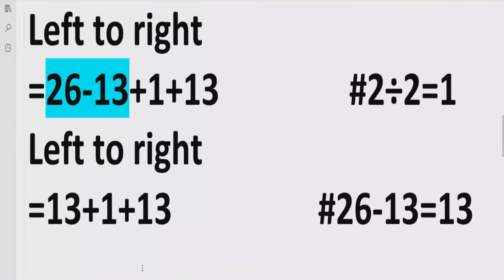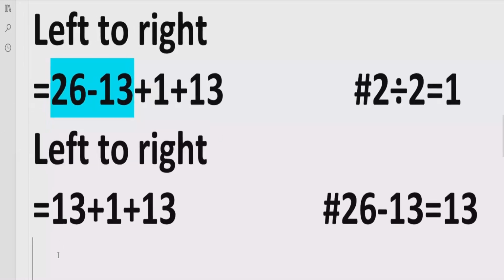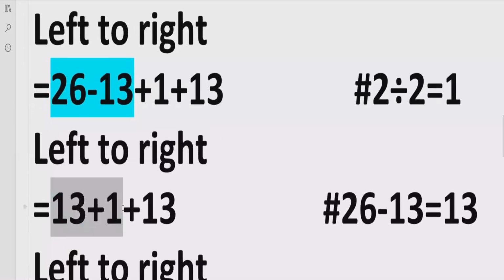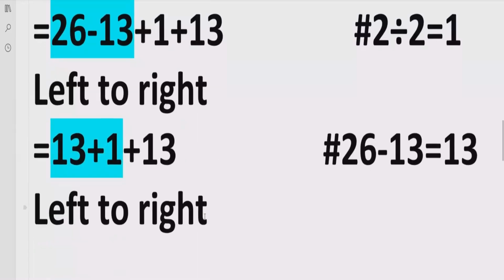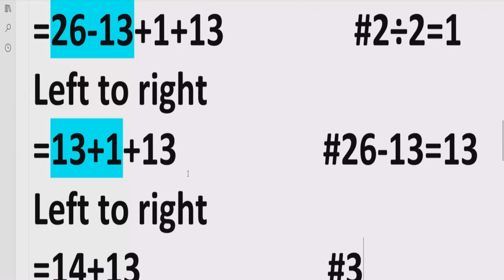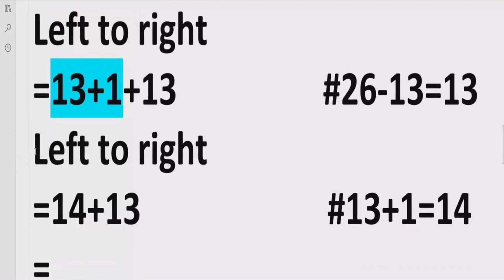Now again we will go left to right in our expression and find out the addition which is coming first. So here we have numbers which are adding each other. We will solve this one. So 13 plus 1 equals 14, plus 13 we will write as it is. And here we give the reference: 13 plus 1 equals 14. And here we have two terms which are adding each other. So we will add these two terms, and we will get the answer 27. So the answer of the given expression is 27.